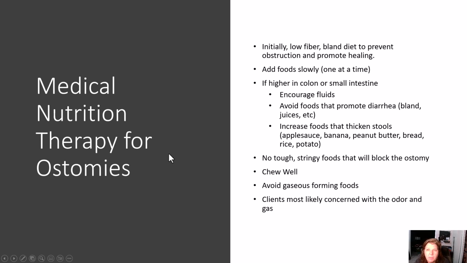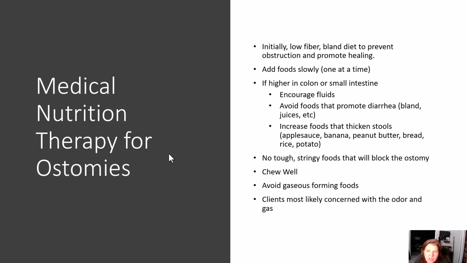Our diet or medical nutrition therapy that we do for ostomies: we initially do a low fiber, kind of bland diet just to prevent any obstructions and allow things to heal. And then we add food slowly to make sure that the patient's tolerating them. If it's higher in the colon or up into the small intestine, we need to really encourage fluids, avoid juices that promote diarrhea, and maybe increase some of those foods that thicken up your stools just a little bit because it will be pretty watery.